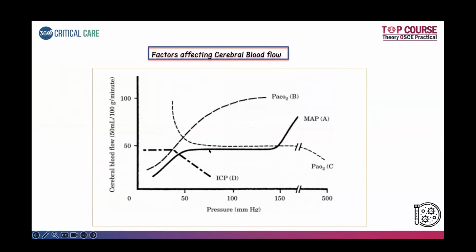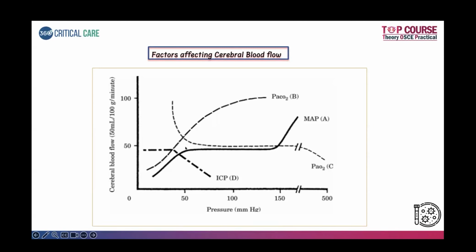As you can see, there are four curves going through the picture. This is the autoregulatory range, 50 to 150 for the mean arterial pressure. That means within that range, there is no change in cerebral blood flow. If the pressure is lower than that, there will be a decrease in cerebral blood flow, and if the mean arterial pressure rises beyond 150, there will be an increase in cerebral blood flow, and the rise is pretty exponential. Similarly for PaO2, there will be no change till 50.